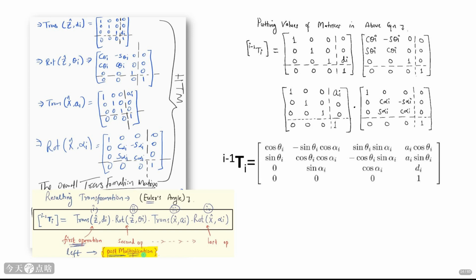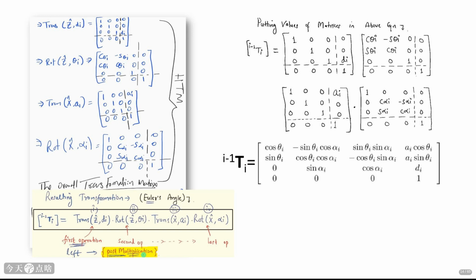Typically, it involves a rotation around the previous z-axis, a translation along the previous z-axis, a rotation around the new x-axis, and a translation along the new x-axis. The formulas shown here represent these operations using homogeneous transformation matrices.